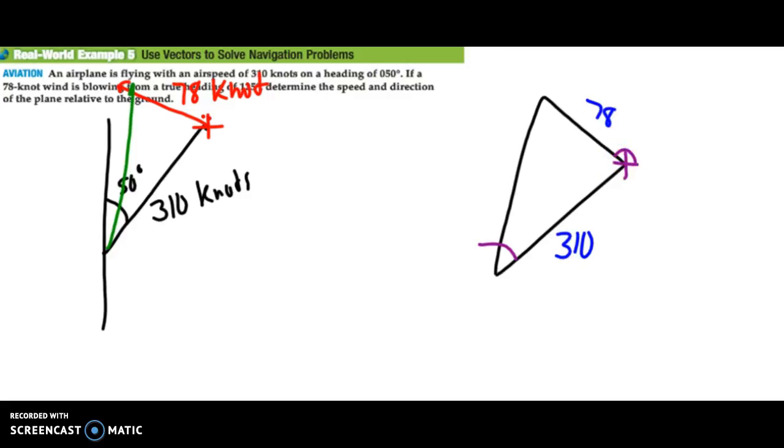So what can I do to figure out my values then? Well, if I want to figure out that angle right there, what I'm going to do is take my 125 degrees minus my 50 degrees, the difference between them, and I find that this is going to be an angle of 75 degrees right there. That's 75 degrees.